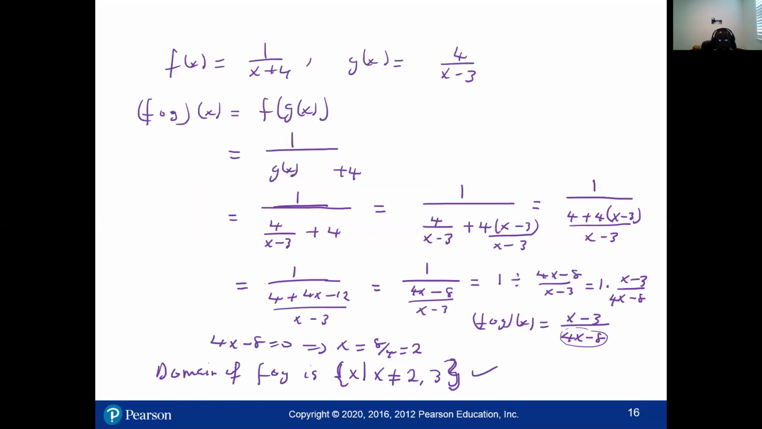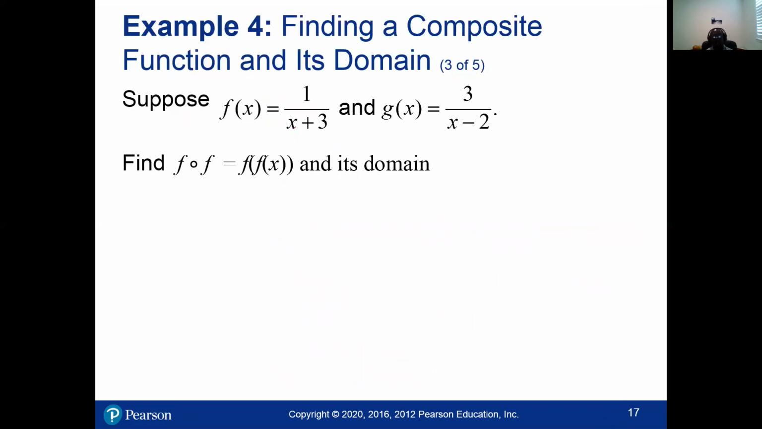All right, so then let's look at the next example. We want to find the same expression, similar to that. We have f of x is 1 over x plus 3, g of x is 3 over x minus 2. We want to find the domain of the composite function f of f, that is f composed with f.